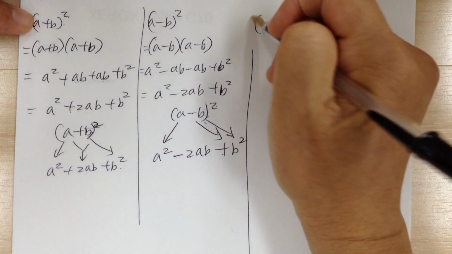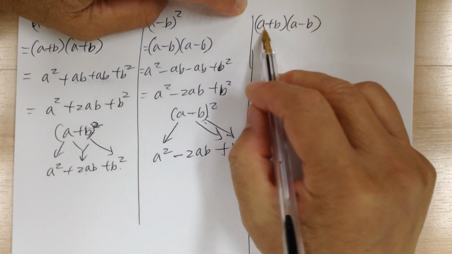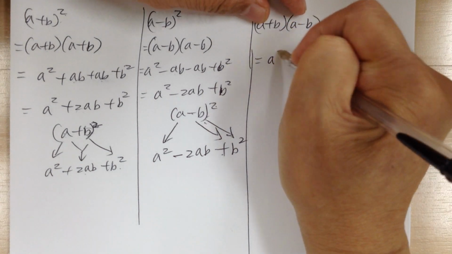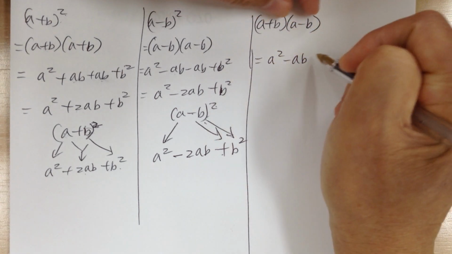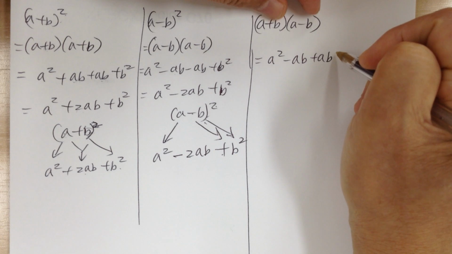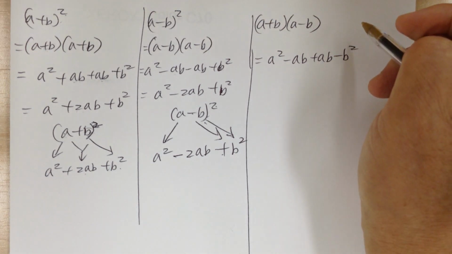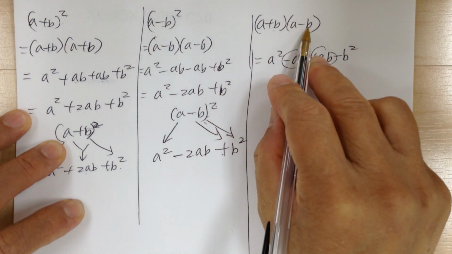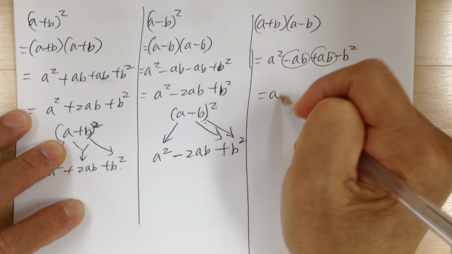Now notice over here, you got one of them is plus, one is minus. So when you distribute, you're going to get A squared. You're going to get minus AB. You're going to get plus AB. And you're going to get minus B squared. Okay, so in this case, notice you got it cancel out because one is plus, one is minus. The middle is going to cancel out. Okay.